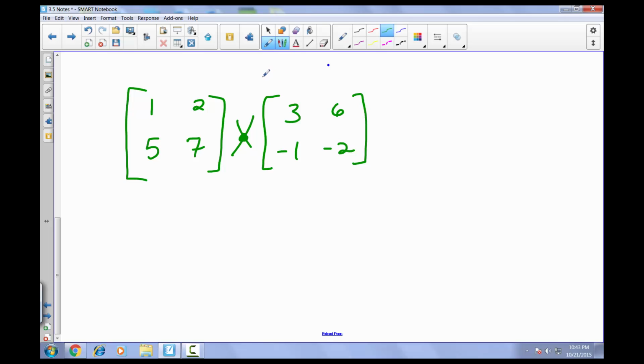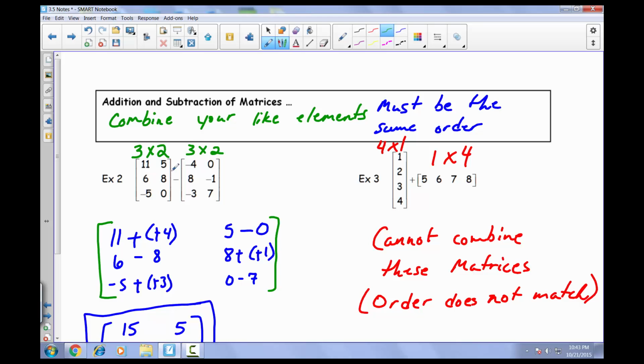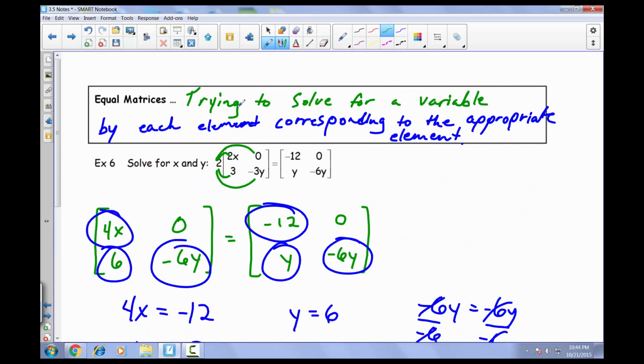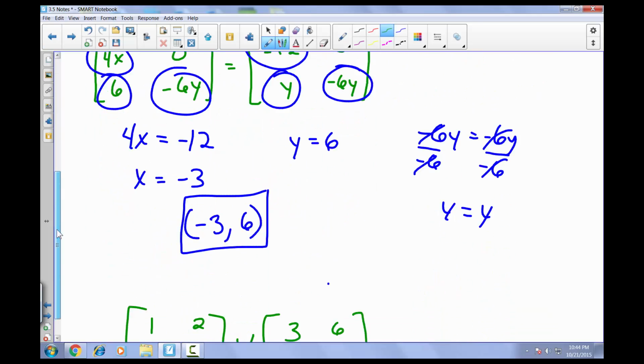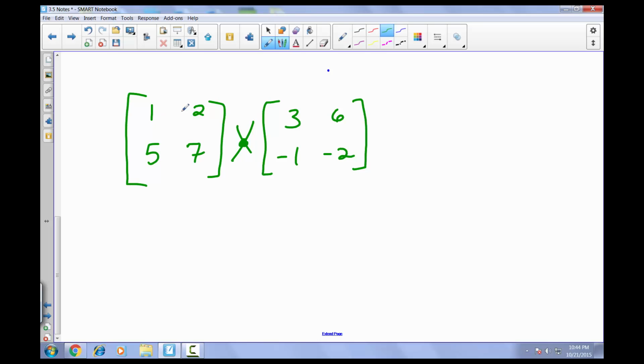Probably one of the most common things I see in math, at least the first time my students see it, is, well, it looks like we combined and added our like elements, even when we try to solve with equal matrices, corresponding elements were equal to one another. When you're trying to multiply, you might be thinking, well, I'm just going to multiply this 1 times 3 and get 3, this 2 times 6 and get 12, this 5 times -1, -5, 7 times -2. It is crazy common that people at first think that's how you multiply matrices, because it worked in all the previous cases.